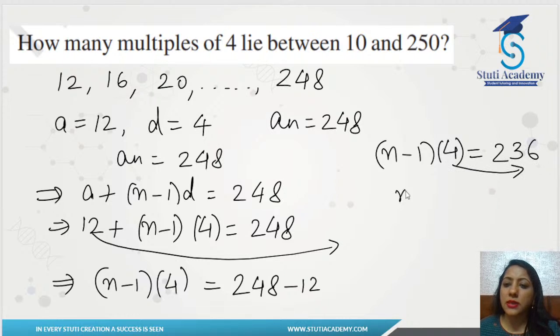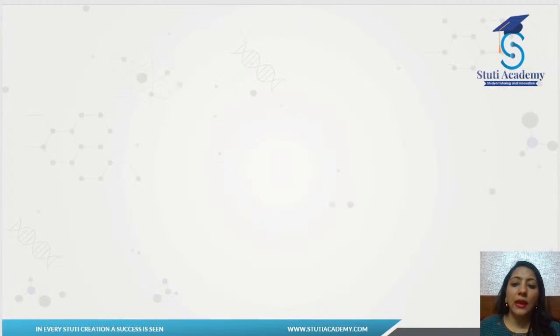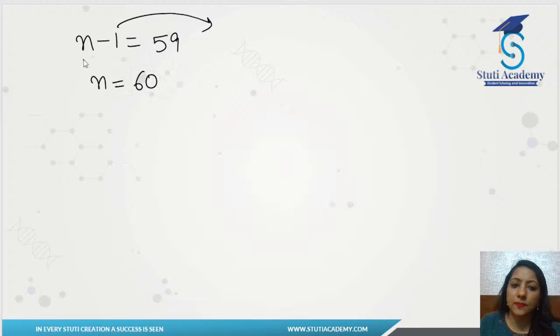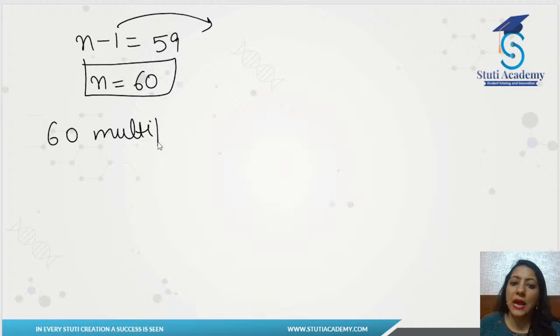Take this 4 on the other side. We will get 236 upon 4. So n minus 1 is 59. We can take this minus 1 on the other side. We will get n as 60. So there are 60 multiples. We've got n as 60. There are 60 multiples of 4 between 10 and 250.